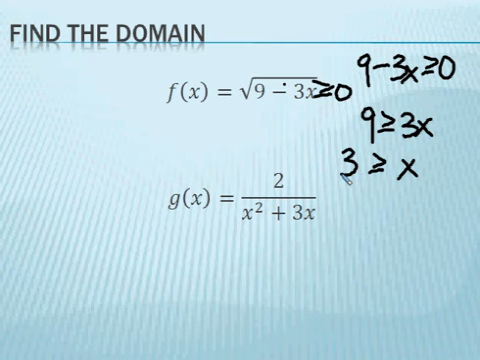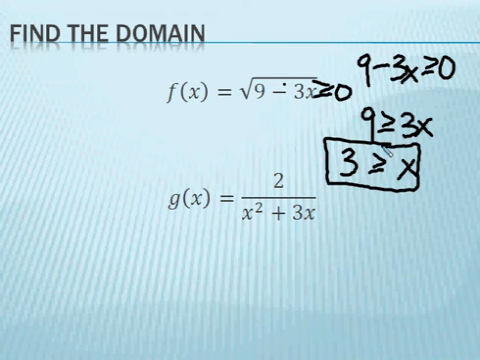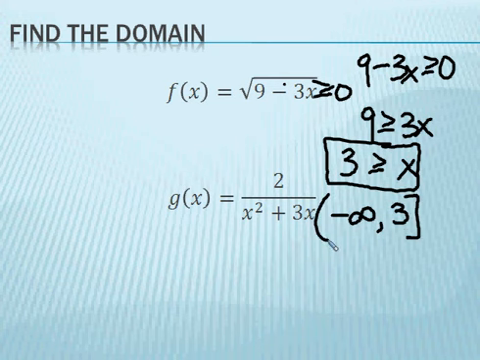I could write it as this. So x has to be less than or equal to 3, so that would be from negative infinity to positive 3, bracket around your 3, parentheses around your infinity symbol. That would be, in interval notation, a way to write that.